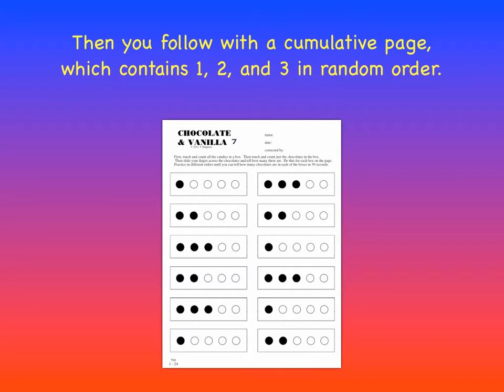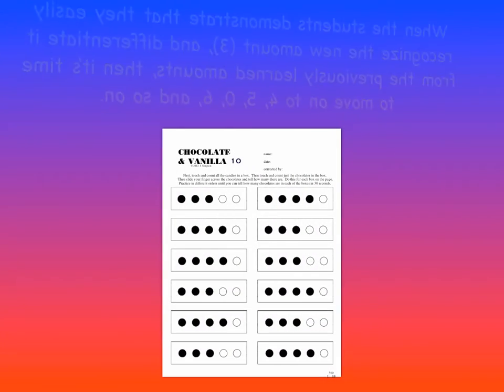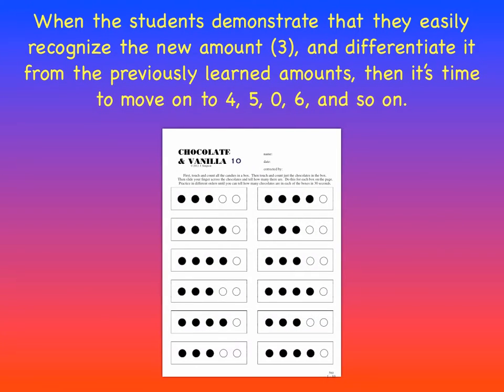Then you follow with a cumulative page which contains 1, 2, and 3 in random order. When the students demonstrate that they easily recognize the new amount, 3, and differentiate it easily from the previously learned amounts, then it's time to move on to 4, 5, 0, of course, has to be focused on, 6, and so on.